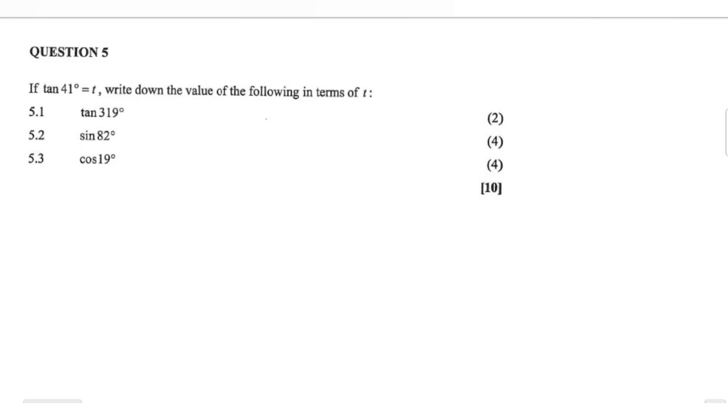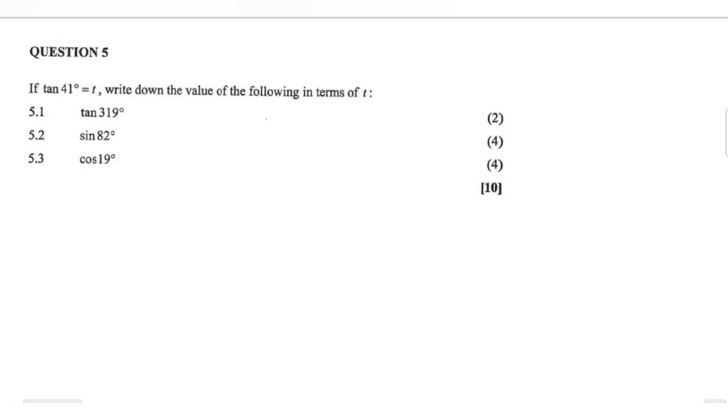Question number 5. If tan 41 degrees is equal to t, a small letter t, write down the value of the following in terms of t. That's the question. You can see tan 319, sin 82 degrees, and cos 19 degrees. All of them you have to write the answer in terms of t. Isn't it? What is t?